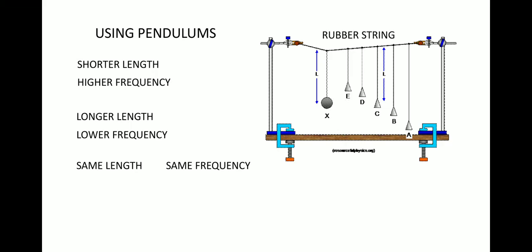The pendulum C starts vibrating because the natural frequency of pendulum C is equal to that of X, as they are of the same length. And therefore, there is an exchange of energy between pendulum X and pendulum C. This again shows how resonance affects the movement or the vibration of the pendulums with the same length.